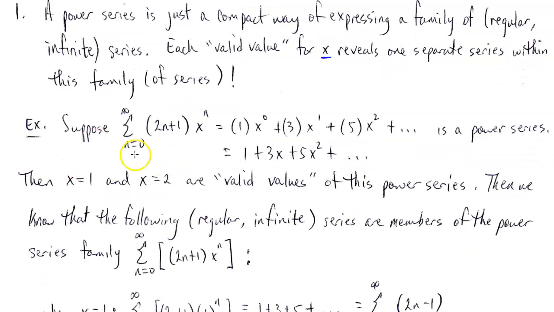So suppose that we are considering this power series here. Of course, sigma with n equals 0 going to infinity. And of course, on the inside, we have 2n plus 1 times x raised to the n. So all that's on the inside of the sigma or summation notation here.